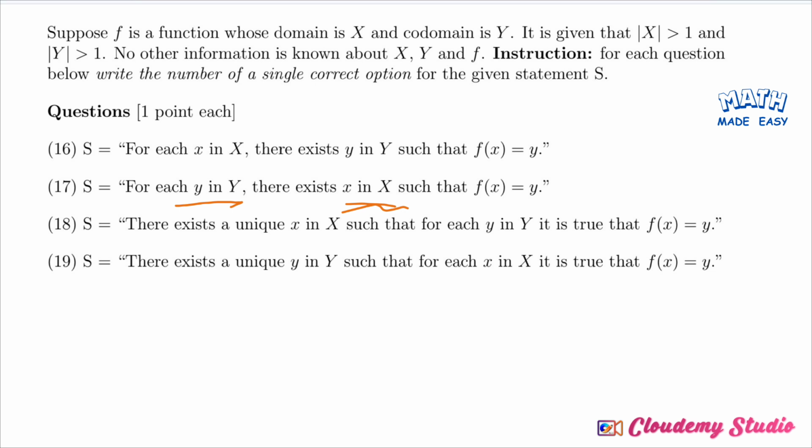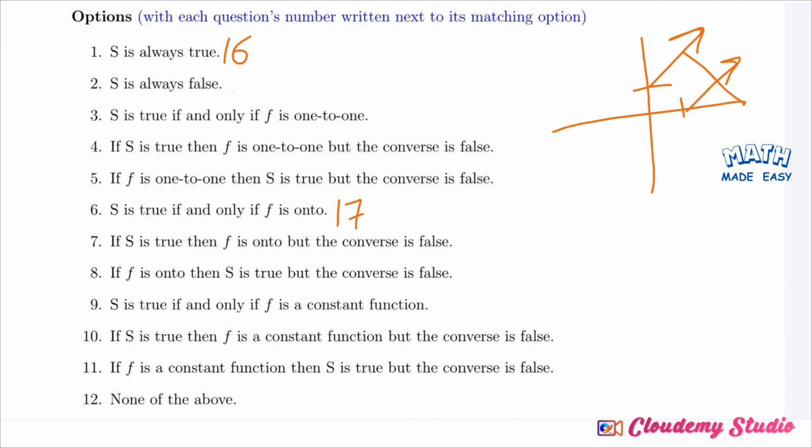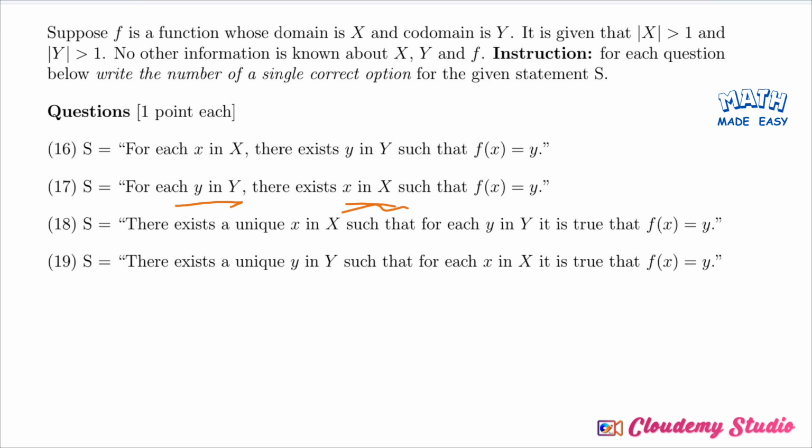The next is: there exists a unique x in X such that for each y in Y it is true. There exists a unique x in X such that for each y in Y it is true. Now look, we have used these two options, so we say no, this is not true. This option is not at all true. A unique x in X such that for each y in Y, f(x) equals y. This condition is not suitable.